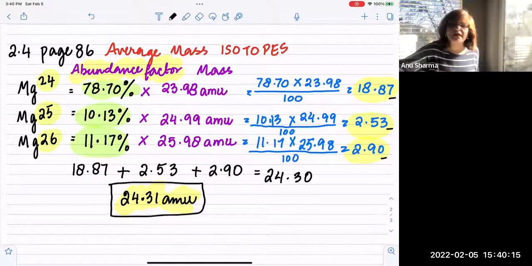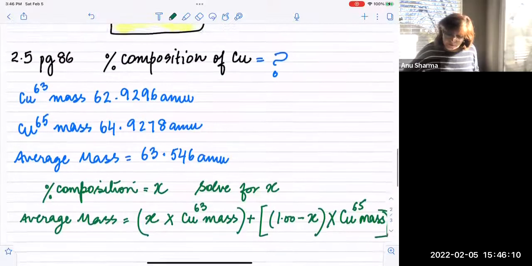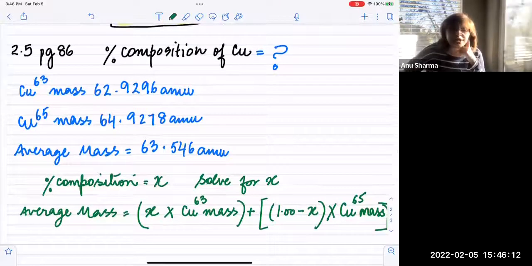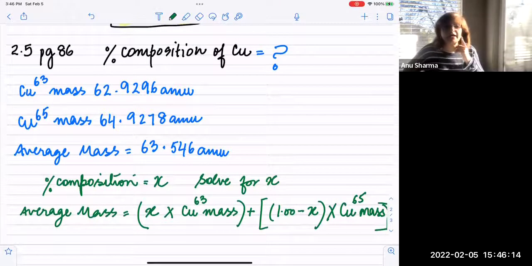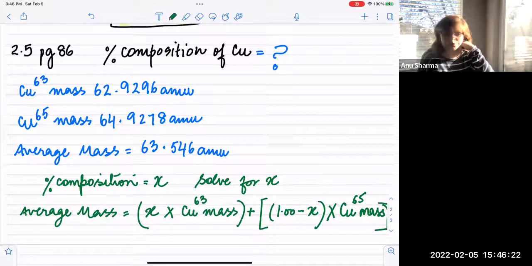Okay, so let's look at the next problem now. Our next problem on page 86 is learning check 2.5. Here we are given the mass of two isotopes of copper, copper 63 and copper 65.